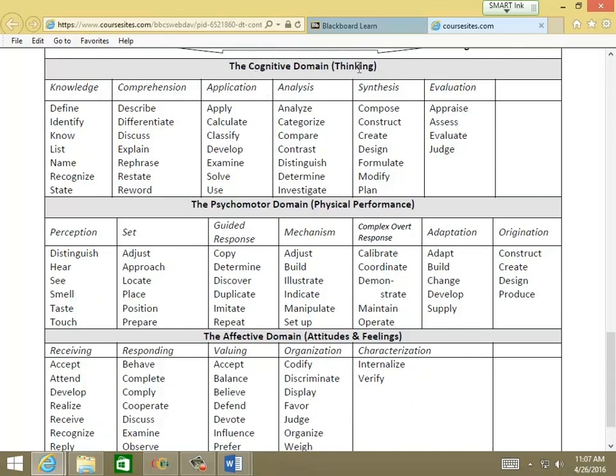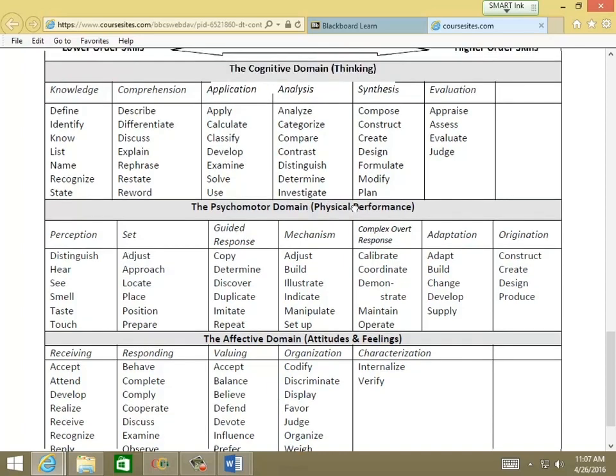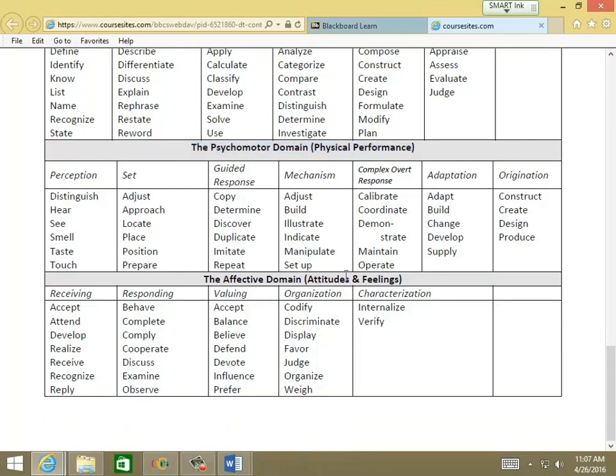So look at the objective in terms of, is it a knowledge-based fact that the student needs to learn? That would be in the cognitive domain. If it's a physical performance item, something that the student needs to physically deliver as a treatment, that would fall more in the psychomotor domain. And if the goal has to do with attitudes, feelings, even communication or interpersonal skills, that would fall in the affective domain.